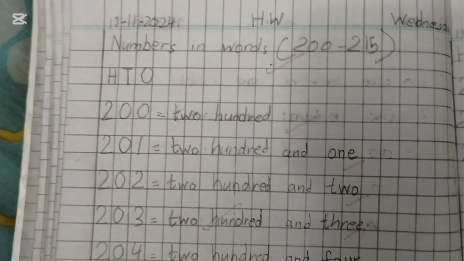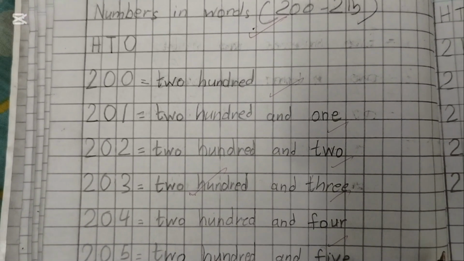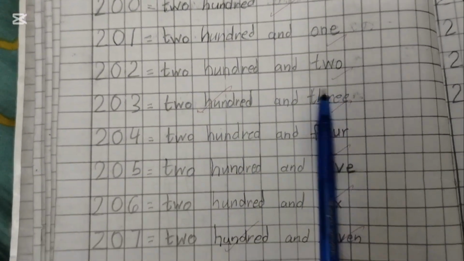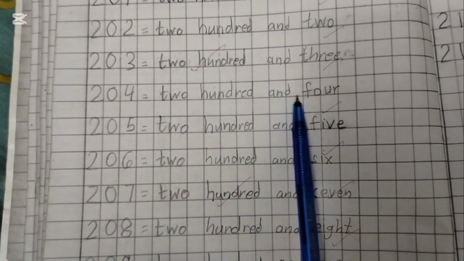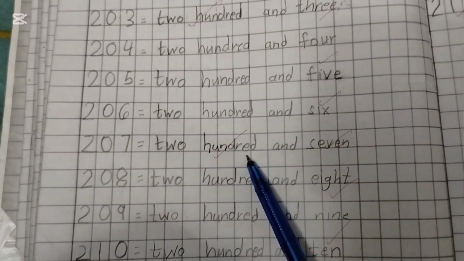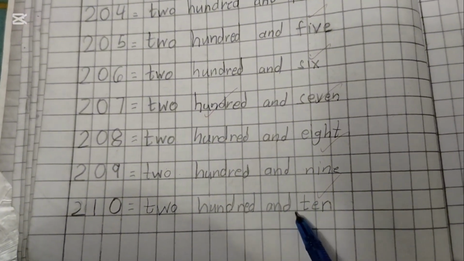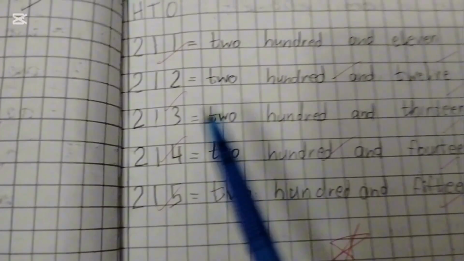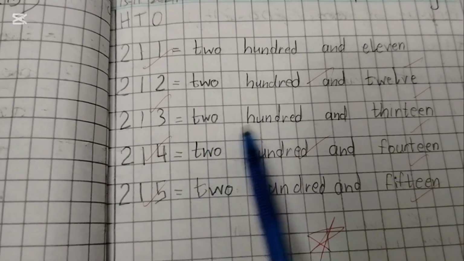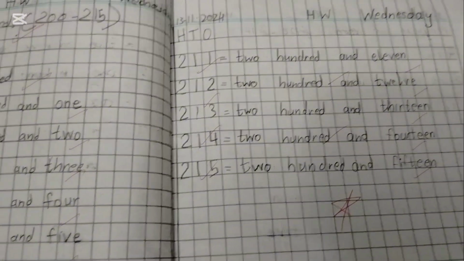On the next page we see the number in words from 200 to 215. So let's start: 200, 201, 202, 203, 204, 205, 206, 207, 208, 209, 210, 211, 212, 213, 214, 215.